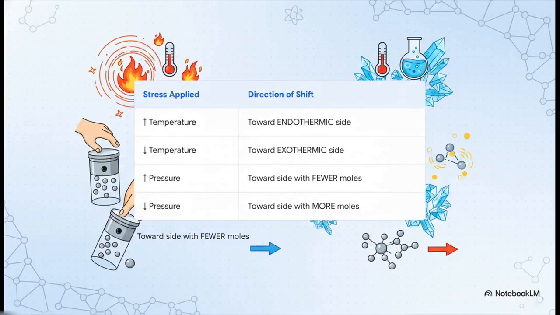So this push and pull actually builds into some very predictable rules. If you crank up the temperature, the system basically says, whoa, too hot, and shifts toward the endothermic side to absorb that extra heat. If you decrease the pressure, giving the particles more room, the system shifts to the side that produces more moles of gas to fill up that empty space. It is just a constant, ongoing game of chemical tug-of-war.